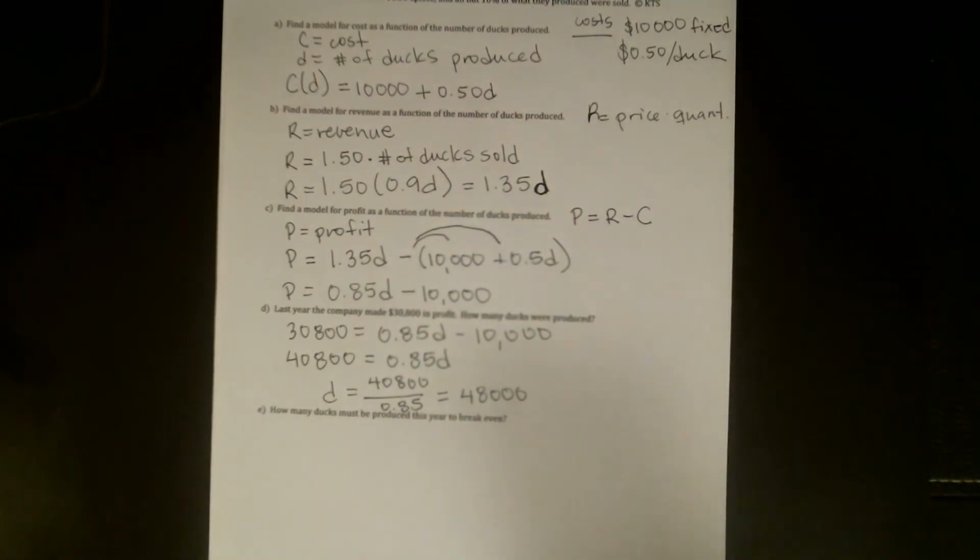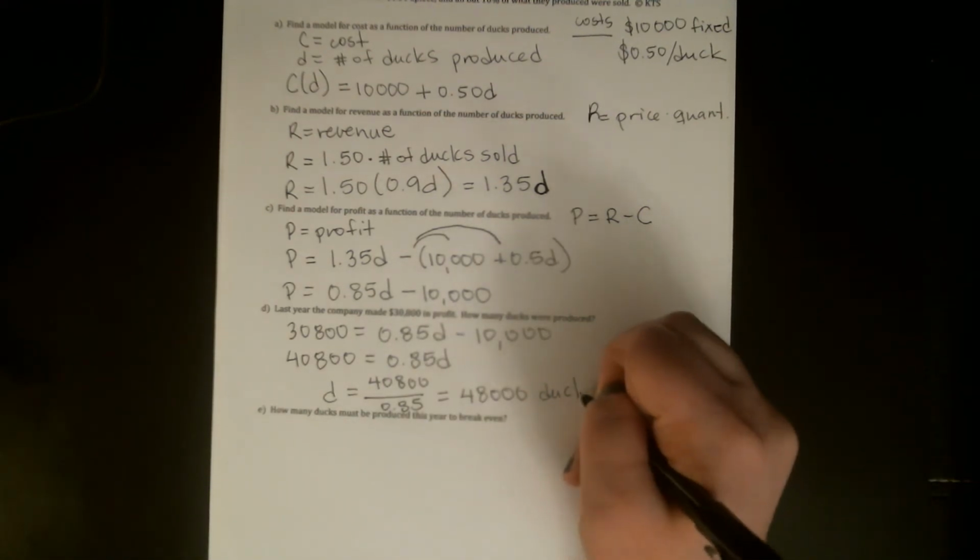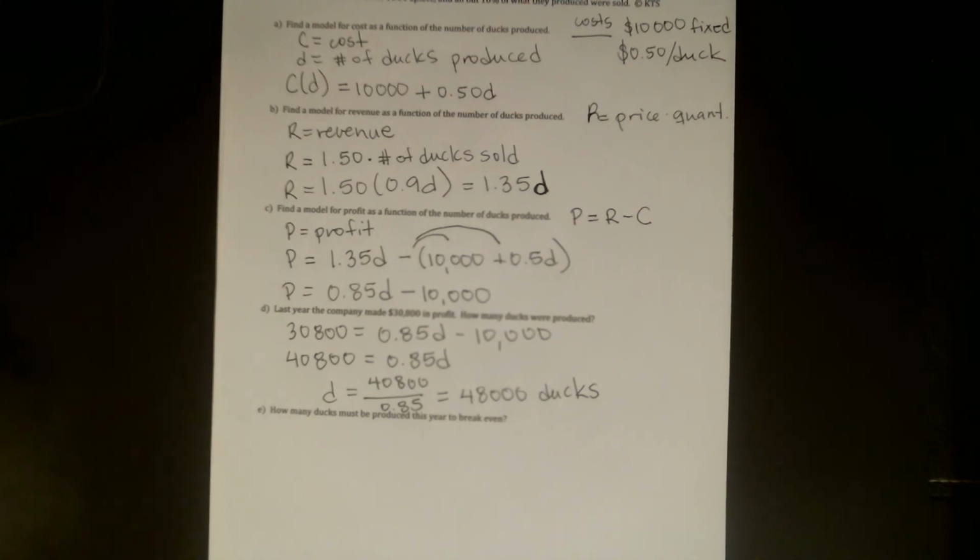And again, units are important on these. 48,000 ducks were produced. So if they produce 48,000 ducks, they'll make $30,800 in profit.